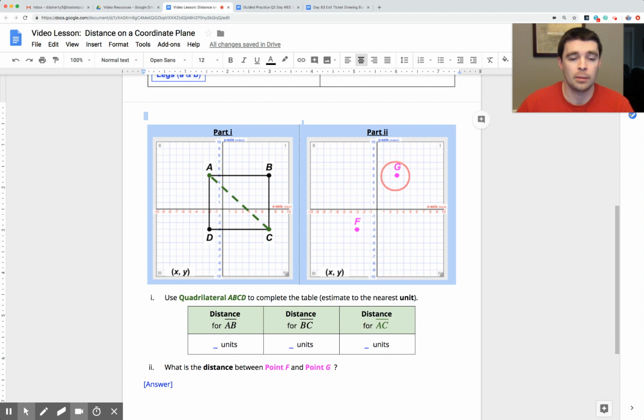So take your time to pause the video and right now just work on part 1. Can you find the length of line segment AC? And this table down here is set up to help you figure out what is the length of A to C. So pause the video, take a look.